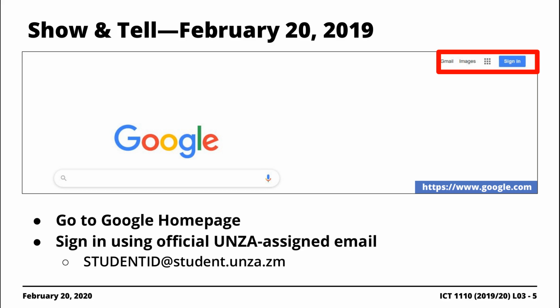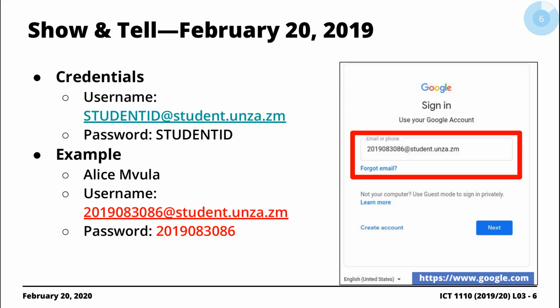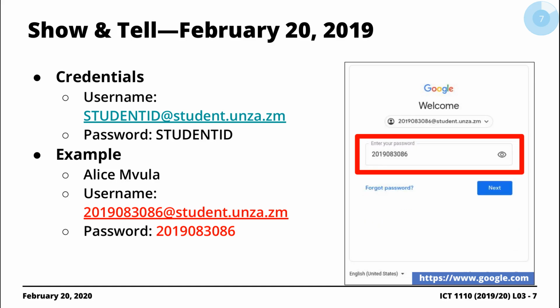Once you do that, and I'm using Alice's credentials here, sorry Alice, you specify your user ID, which is your student ID at student.unza.zm. So this is an example. Alice's email address is her computer student ID, or computer number, at student.unza.zm. And the password is the computer number. Obviously, because it's the first time, you'll be prompted to enter the password, which is your computer number.